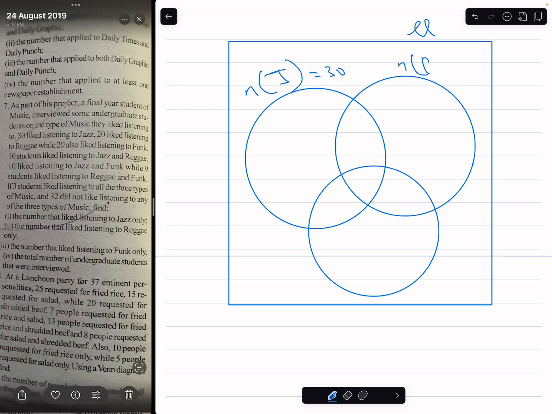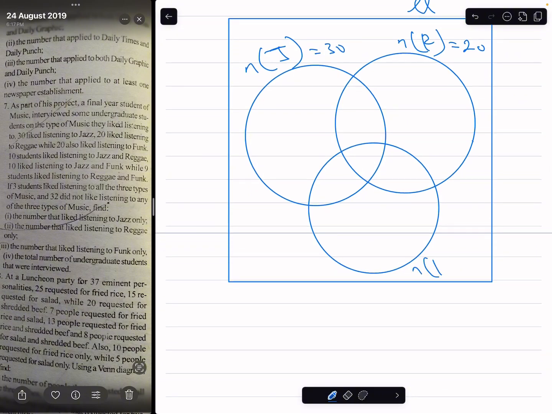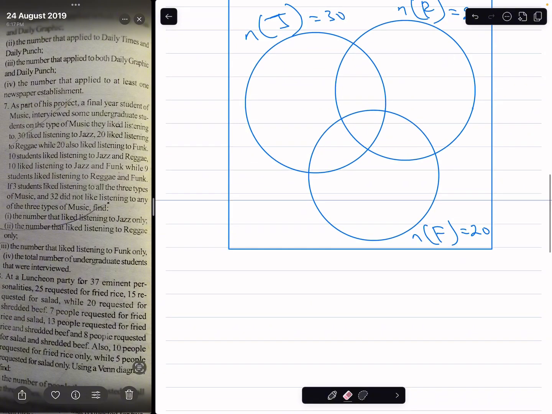And the number of elements in the set R for reggae is 20, while the number of elements in the set F for funk is also 20. Now they said 10 students liked listening to jazz and reggae. Jazz and reggae is the whole of this. So the number of elements in the set J intersection R is 10.